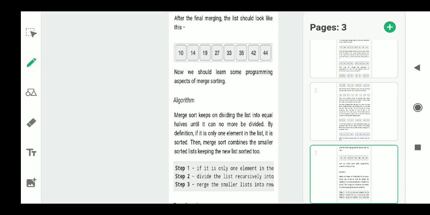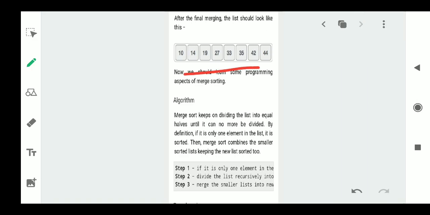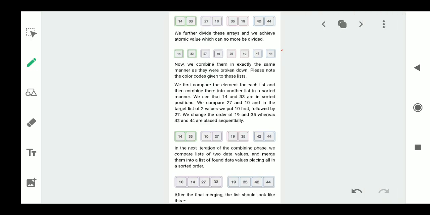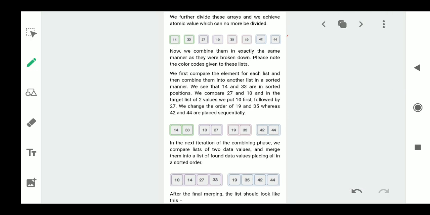See here, we have sorted all the elements in the array. How all the elements have now been sorted, we need to understand. First, we will compare both 10 and 19. Since 10 is smaller, we will take 10 into the final list.